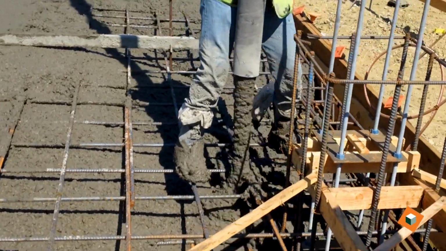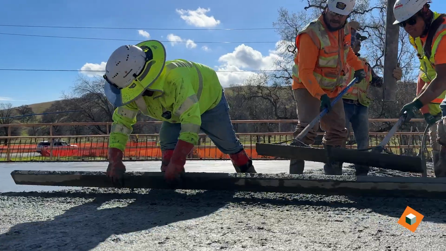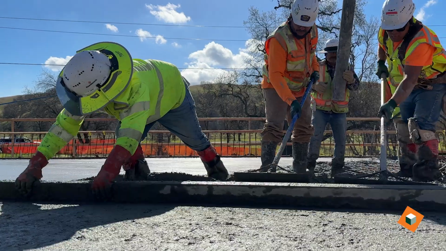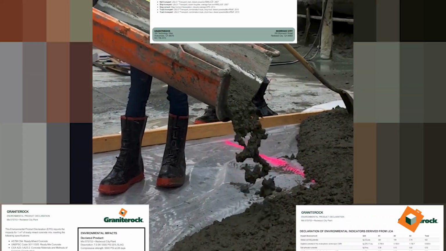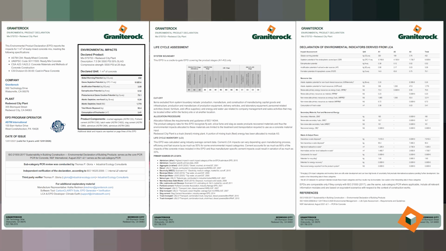An EPD is a report that quantifies the amount of embodied carbon in a specific construction product. An EPD is commonly referred to as a nutrition label for construction products. So a nutrition label tells you the calories, sugars, fats, etc. The EPDs do the same thing except for a product.